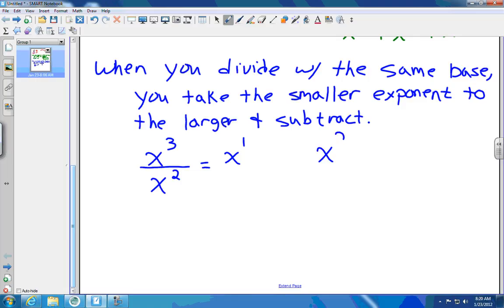So if we had x squared over x to the fourth, again, dividing with the same base, take the smaller and the bigger and subtract. So where's the smaller one now? Top. You take that to the bottom. So what's left on top then? A 1. And you'd have x to the 4 minus 2 on the bottom, which would be x squared, 1 over x squared. That's how that one would end up being.